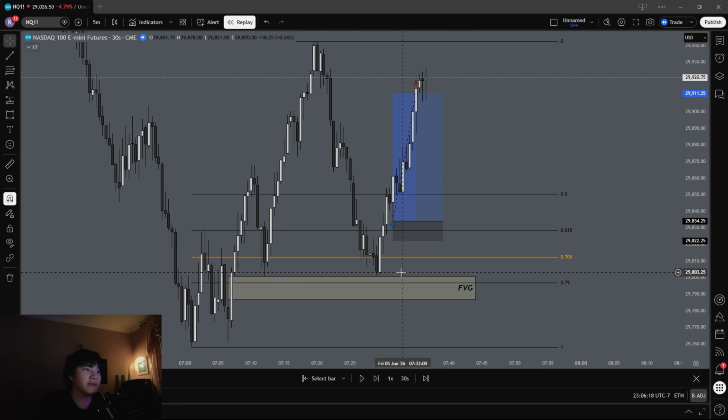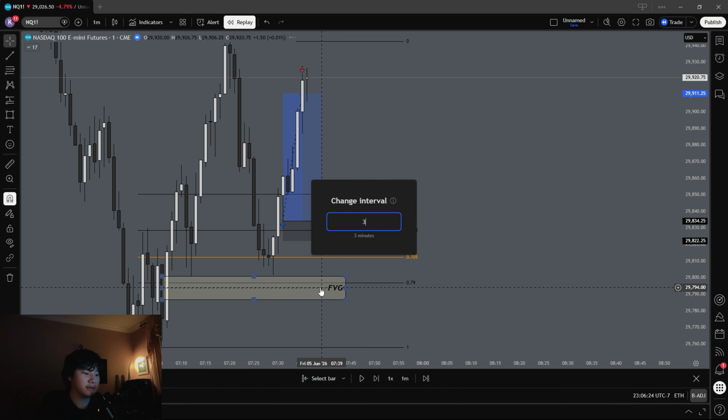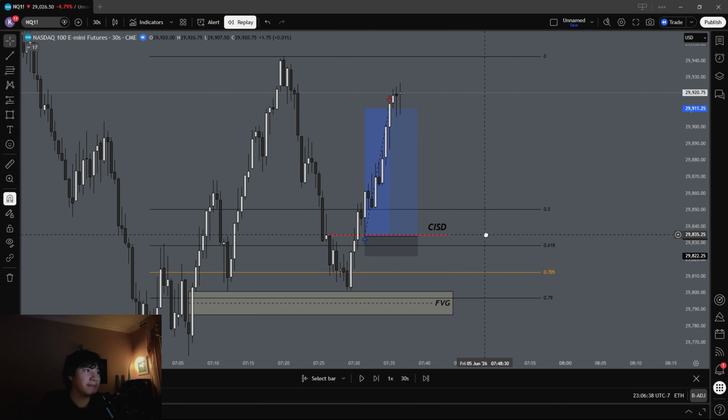So if we go to the 5-minute time frame, we can see that we left clear reactions on the 0.705, and it also lined up with our 30-second FVG, aka fair value gap. And once we left reactions off of the fair value gap like that, we went up. We had a CISD, which we just put out right here. And then price would like to come down and tap into it. That's where you would enter, and then it would shoot up to whatever your TP is.